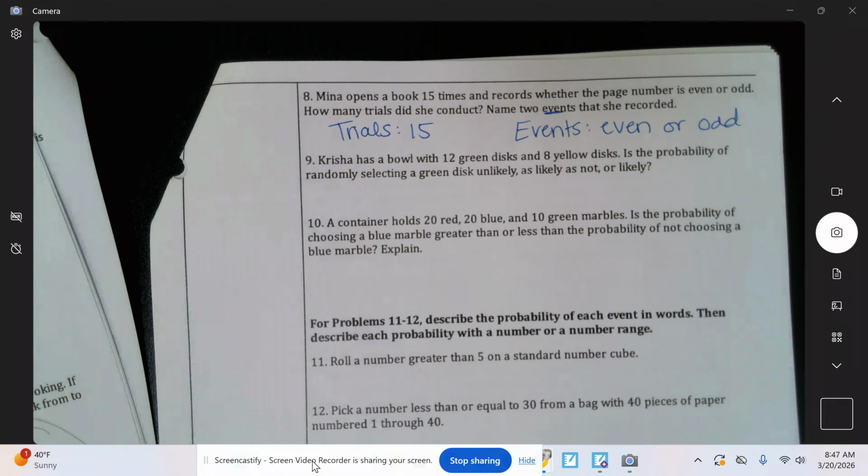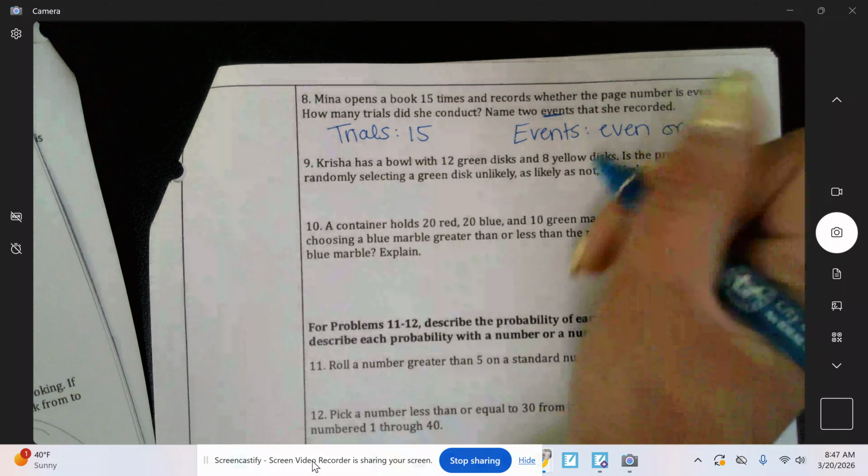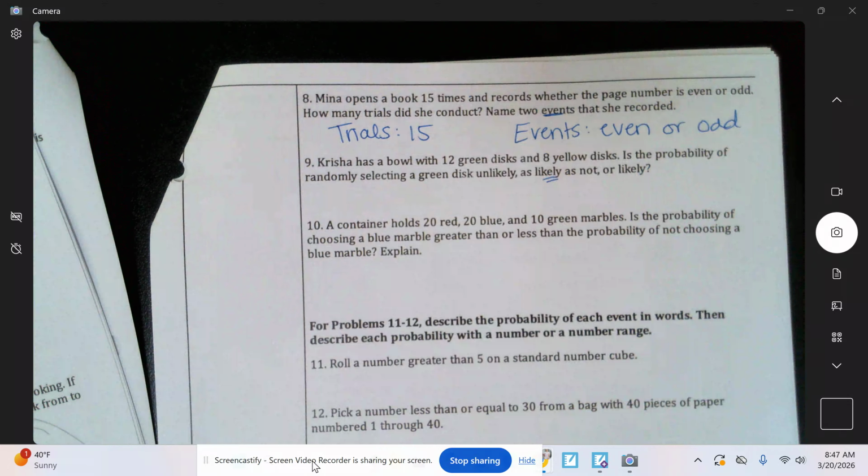Okay, a girl has a bowl with 12 green discs and 8 yellow discs. Is the probability of randomly selecting a green disc unlikely, equally likely, or likely? So picking green out of the bag. How would we set that up as a fraction?